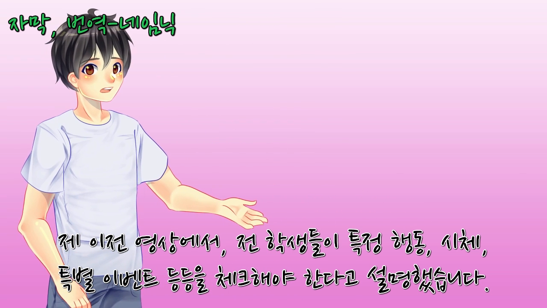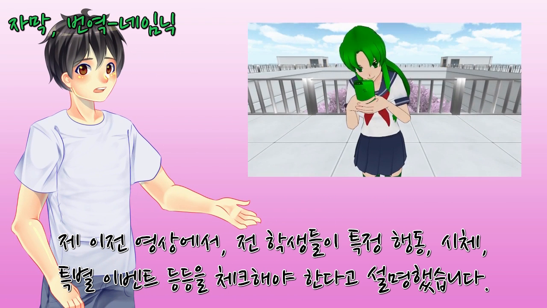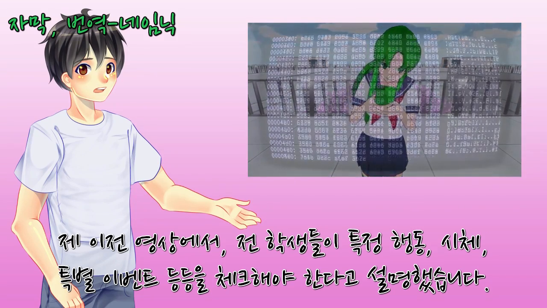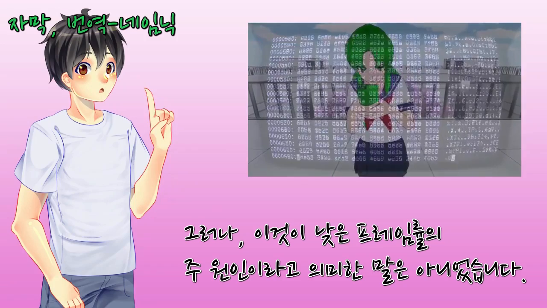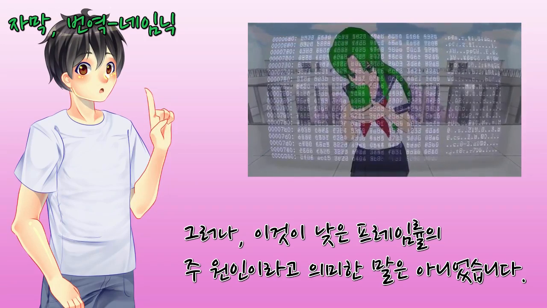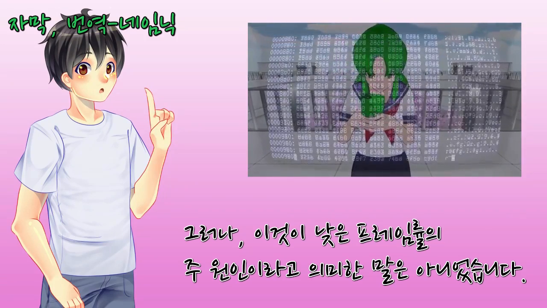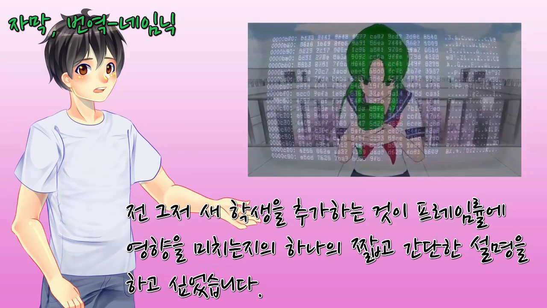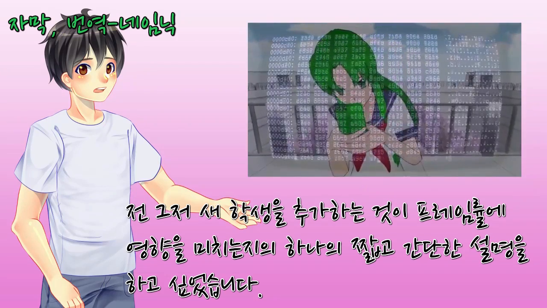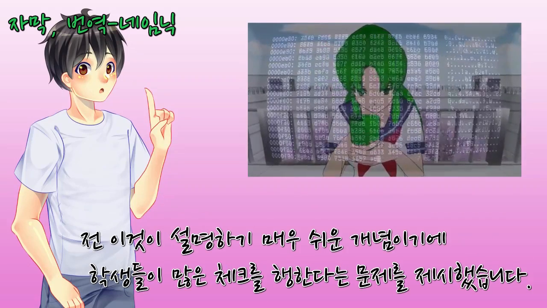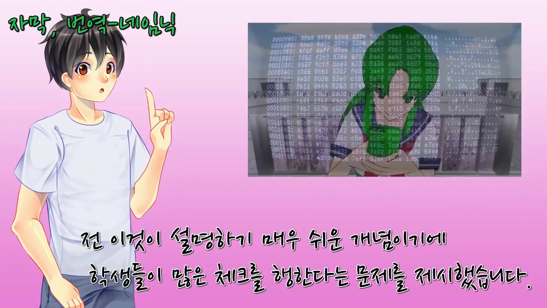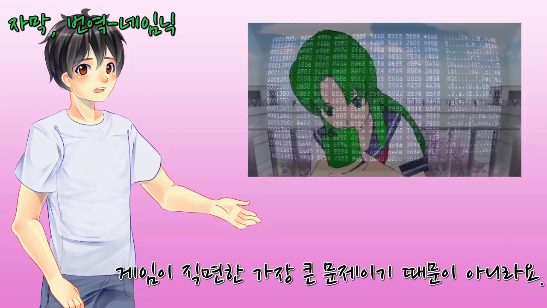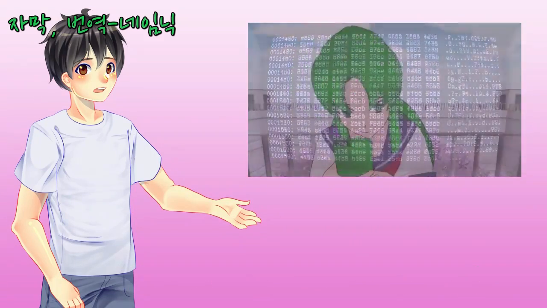In my previous video, I explained that students need to check for suspicious behavior, check for corpses, check for special events, and so on. However, I never meant to imply that this was the primary cause of the low frame rate. I just wanted to give a short, simple explanation of one way that adding new students can impact the frame rate. I brought up the subject of students performing many checks because it's a very easy concept to explain, not because it's the biggest problem that the game is facing.